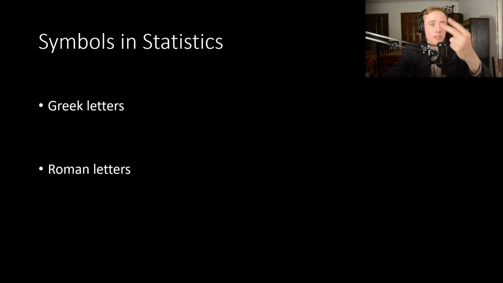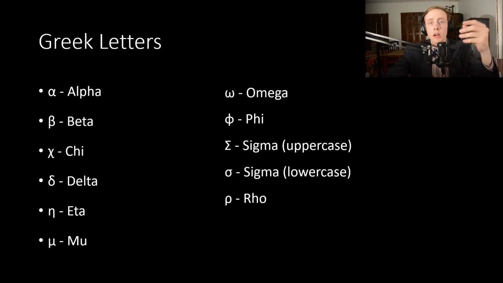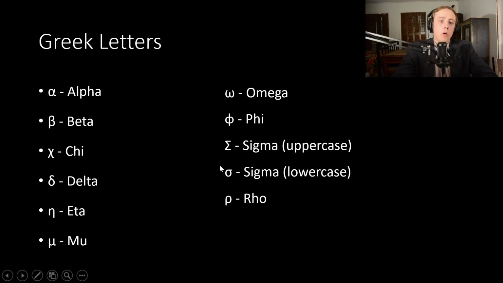I've broken this up into two different parts. The first are the Greek letters, the second are the Roman letters, and you'll see why I've made that distinction in a moment. So here I've begun with just the symbol and what we call the symbol. So over here, this symbol is alpha, this symbol is phi, symbol is rho, etc.